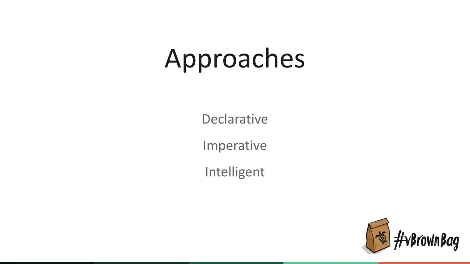And you need to declare that in your code. When you go imperative, you specify the steps, whereas declarative is just, this is what it should look like.